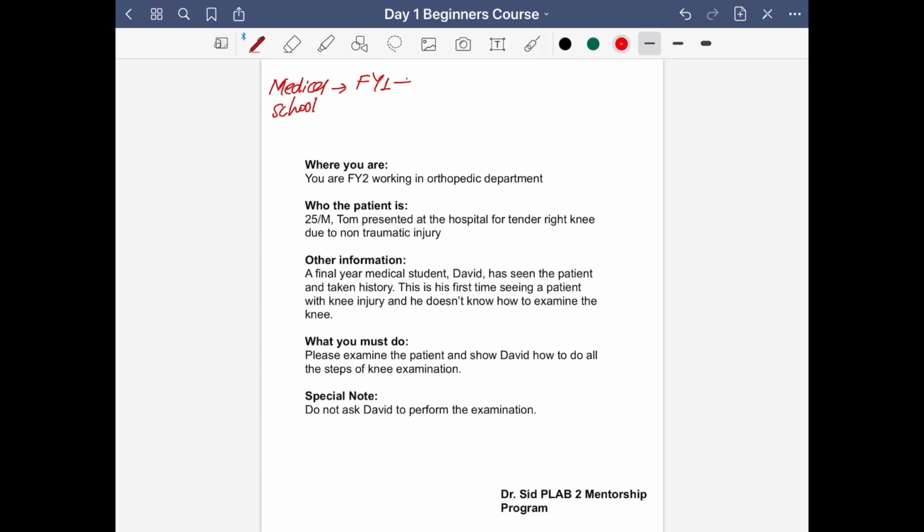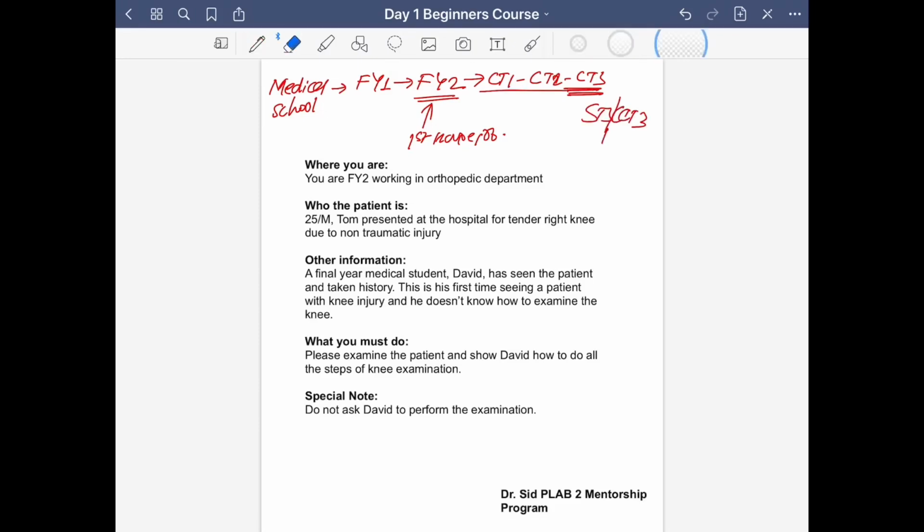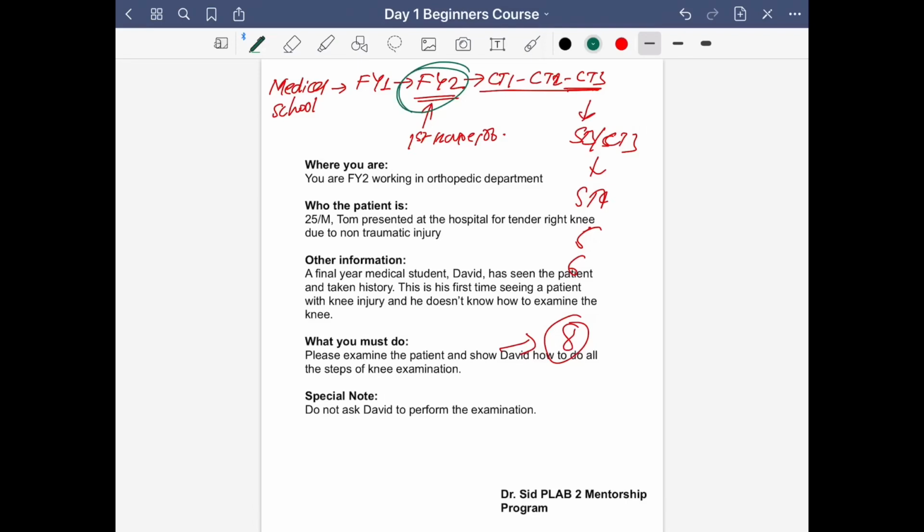Second year is foundation year 2. So they have a 2-year long internship, but this is generally equivalent to the first year of house job in your home country. Then after that, you will move on to the core training. So sometimes it can be CT1, CT2, or even sometimes CT3 in some specialties. So this is the core training. After that, you'll move into the specialty training like ST3, ST4, 5, 6, even up to 8 in some specialties. Now where is your PLAB 2 exam? Your PLAB 2 exam is here. You have to act like a first year of a house job or a second year of the internship. You should not be less confident like an FY1 or a medical student, and you should not be overconfident like a CT1, CT2 or CT3 or any further levels.